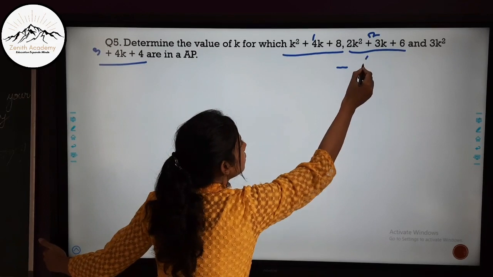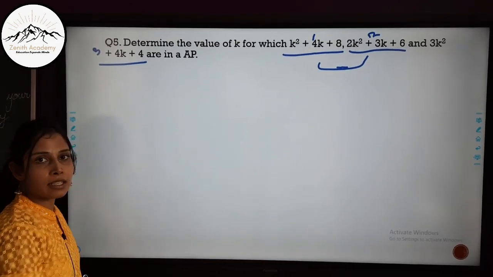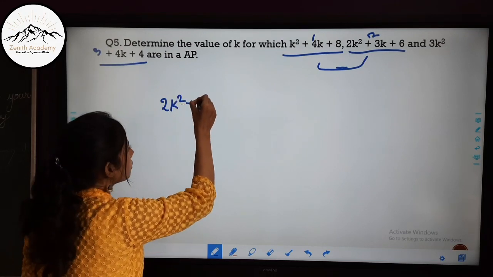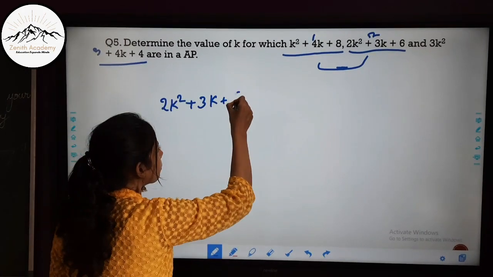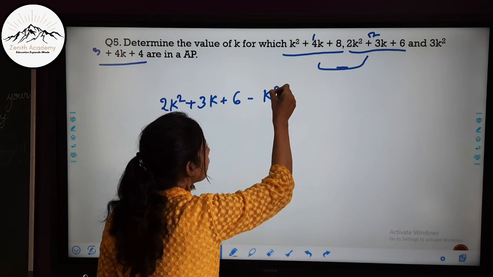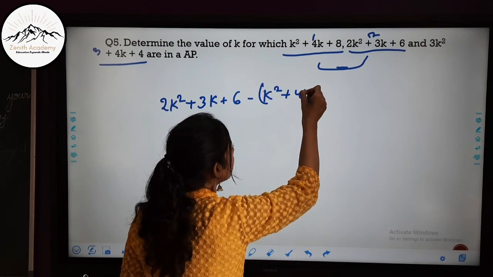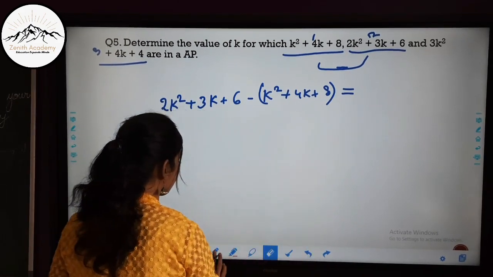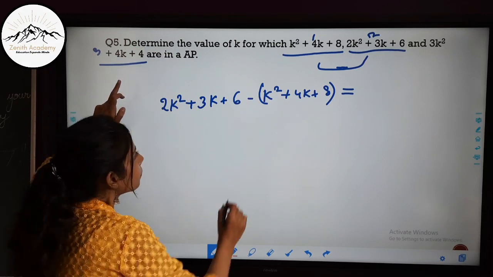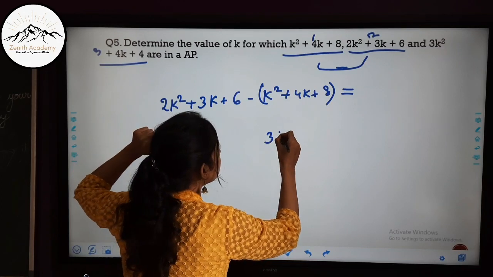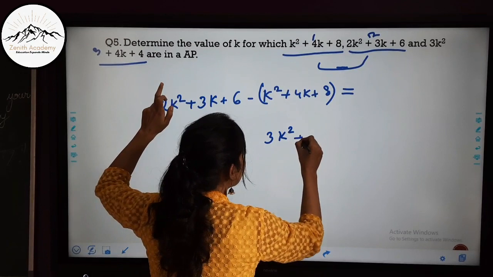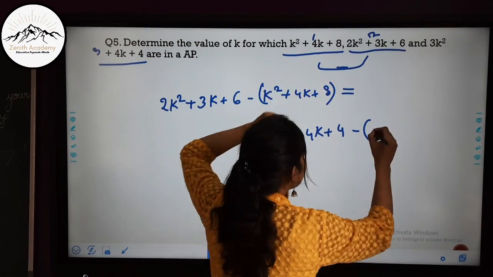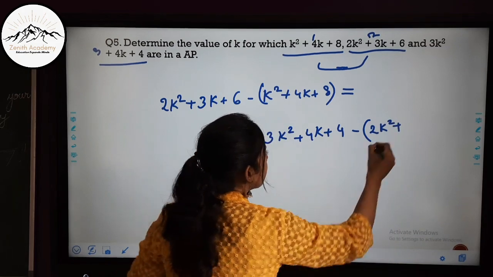So this means the second term minus the first term and the third term minus the second term should be equal because we have a common difference in an AP. 2k square plus 3k plus 6 minus k square plus 4k plus 8 should be equal to the third term minus the second term, that is 3k square plus 4k plus 4 minus 2k square plus 3k plus 6.